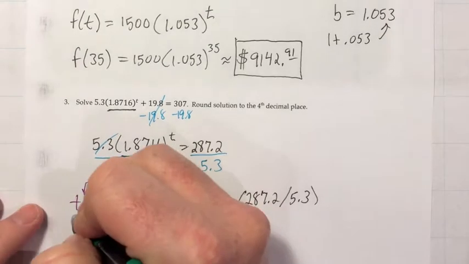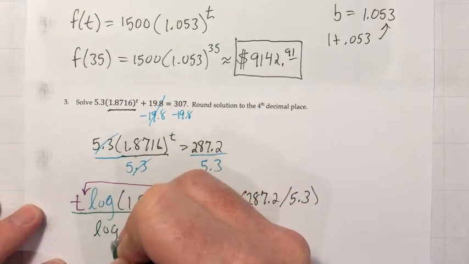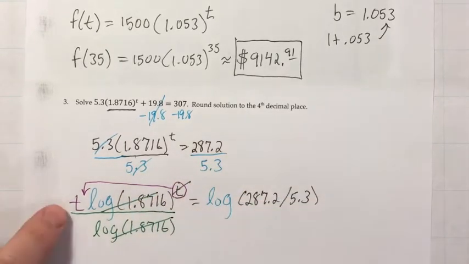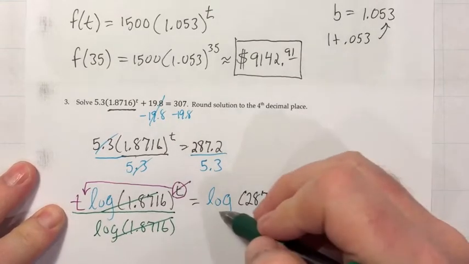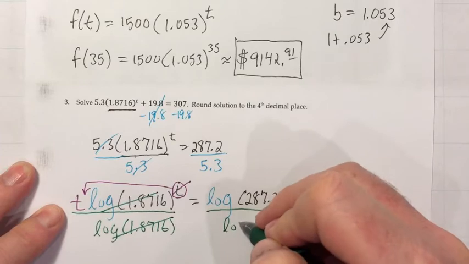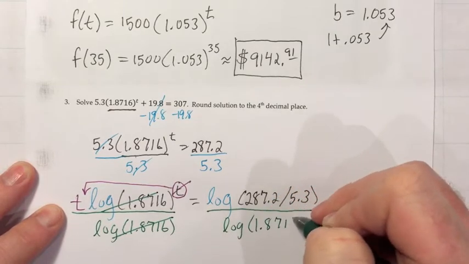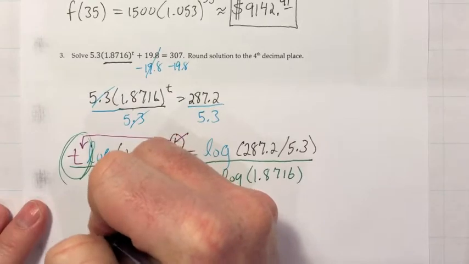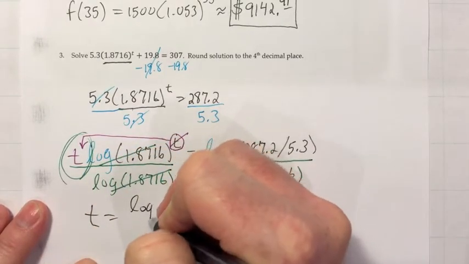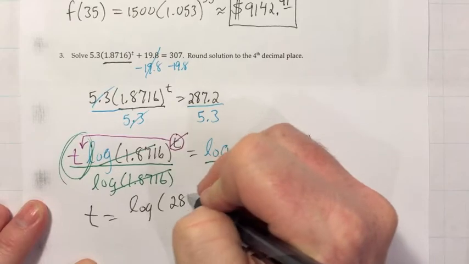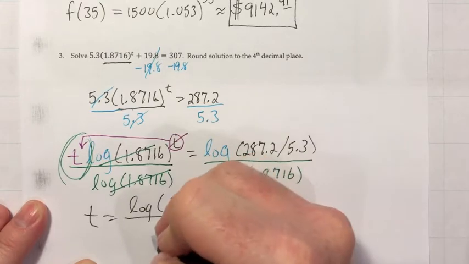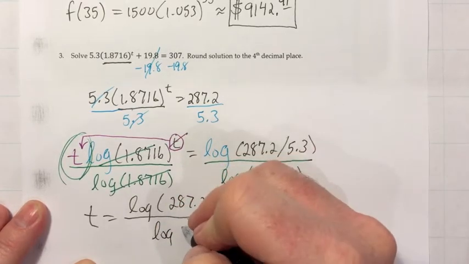So I'm going to divide both sides here by log of 1.8716, which will cancel this piece, and then the only part that would be left is the t. But if I'm going to do that on the left, I have to do it on the right also. And at that point I have t all by itself. So the exact answer to this problem for how much time is it going to take is t equals the log of 287.2 divided by 5.3 all over the log of 1.8716.